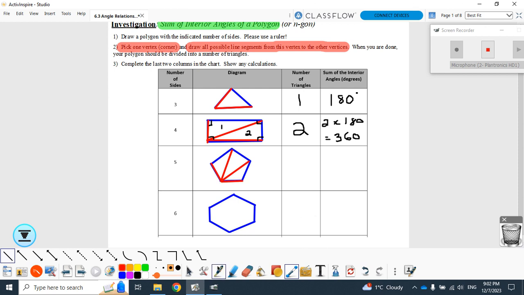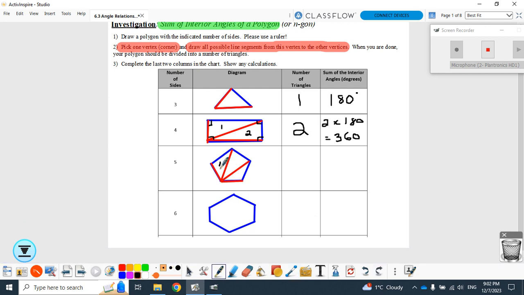And here we are. How many triangles do we see inside of here? 1, 2, 3. Okay, so the five-sided shape gives us 3 triangles. And again, the same logic here. If one triangle is 180, then 3 triangles could be 3 times 180.